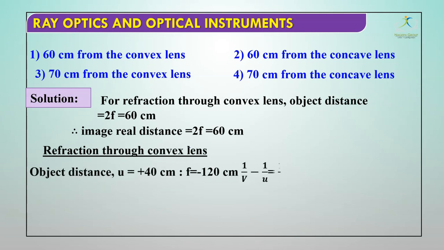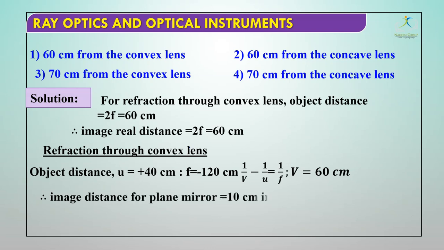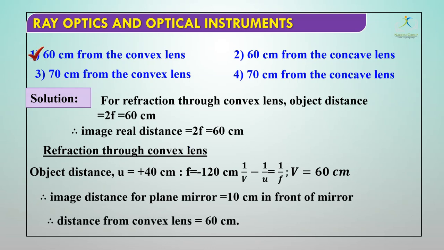Refraction through a concave lens: u is given as plus 40, f is minus 120. We just applied the lens formula and found the value of v, which is 60 centimeter. Image distance for a plane mirror is 10 centimeter in front of the mirror. Distance from the convex lens is equal to 60 centimeter. So the correct option is 60 centimeter from the convex lens.